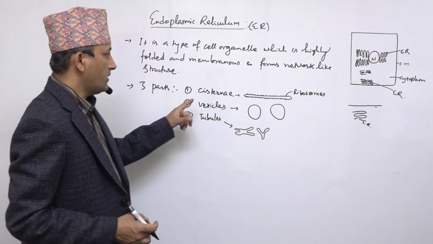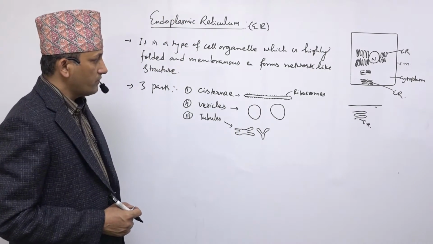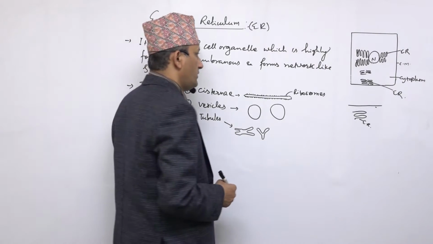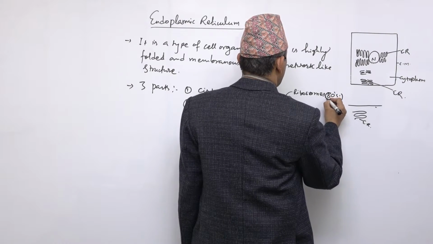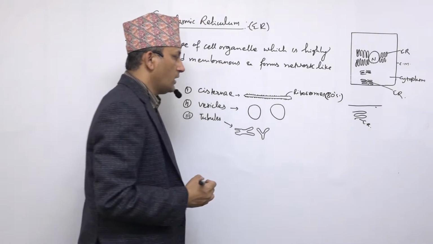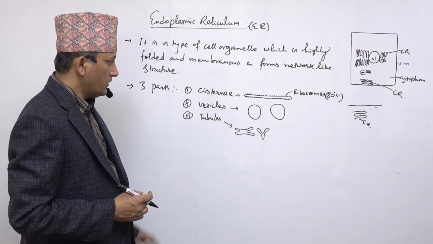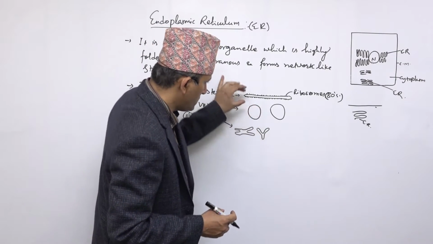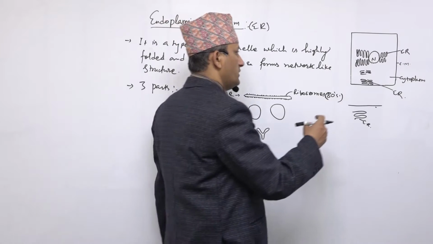So these two, vesicle and the tubules, lack ribosome on the surface, and the cisternae portion of the endoplasmic reticulum contains ribosome on its surface. And the type of ribosome which is found on the surface of endoplasmic reticulum is 80S type. There are two types of ribosome, 70S and 80S type. And the 80S type is found on the surface of endoplasmic reticulum. Okay, these three are the main parts of the endoplasmic reticulum.